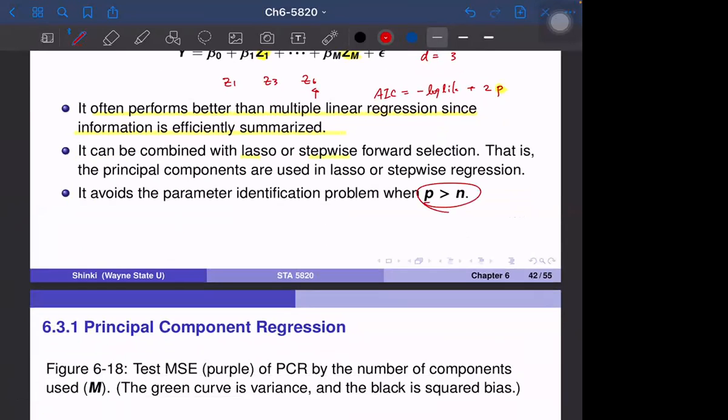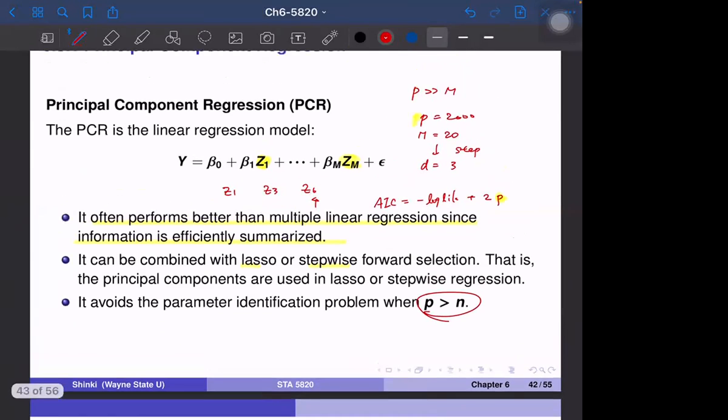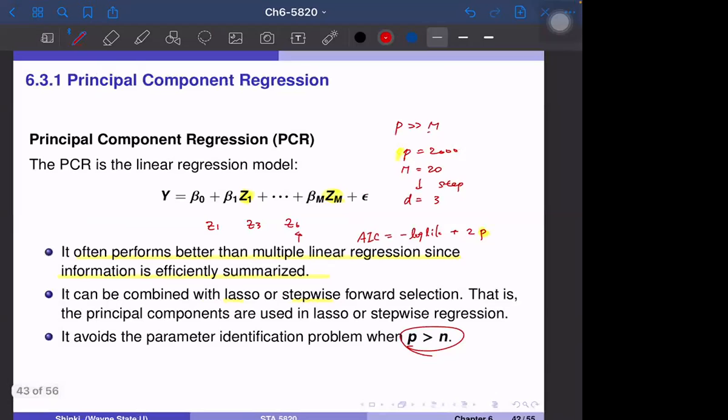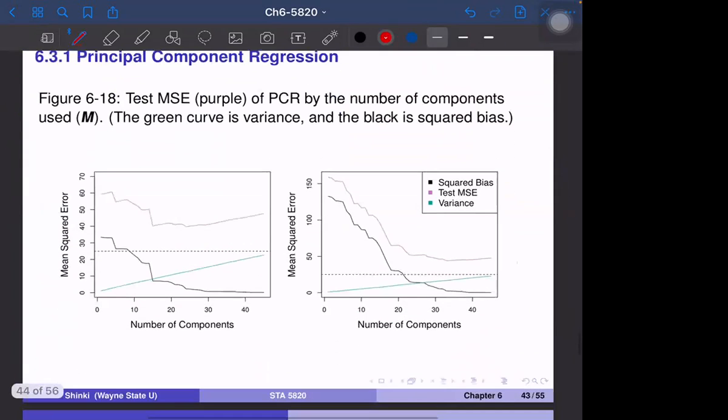Especially when p is larger than n, we have the estimation problem, the identification problem. But if we use principal components beforehand, we can choose m such that m is smaller than n. So we can avoid this problem.